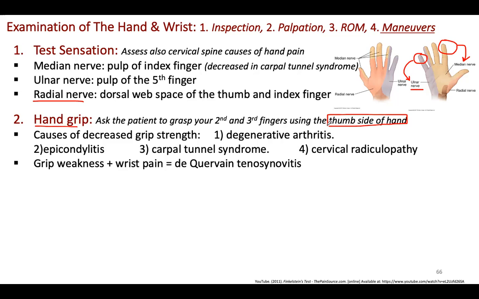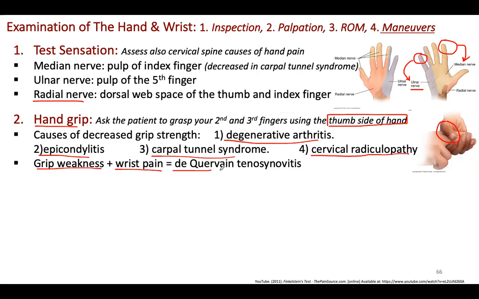So this, as in this picture, see? This is the examiner's hand and this is the patient's hand. So you put your two fingers near the thumb, from the thumb side of the patient. If there is weak hand grip, it could be degenerative arthritis, it could be epicondylitis, it could be carpal tunnel syndrome, it could be cervical radiculopathy. But if there is grip weakness and pain in the wrist, it can be De Quervain tenosynovitis.